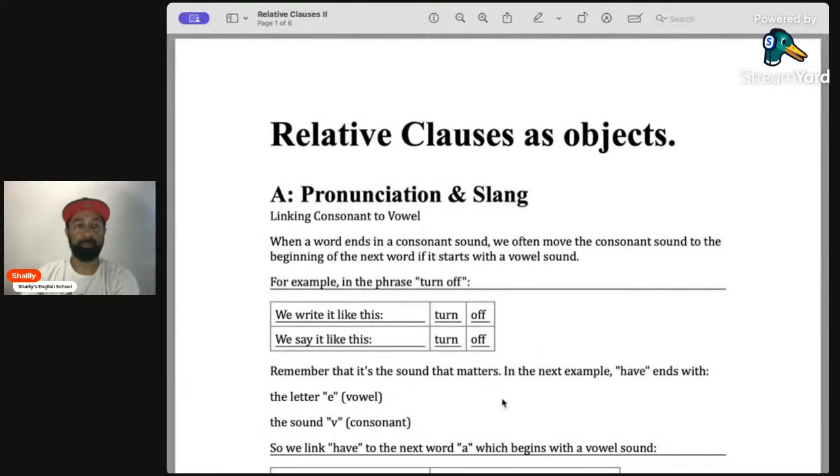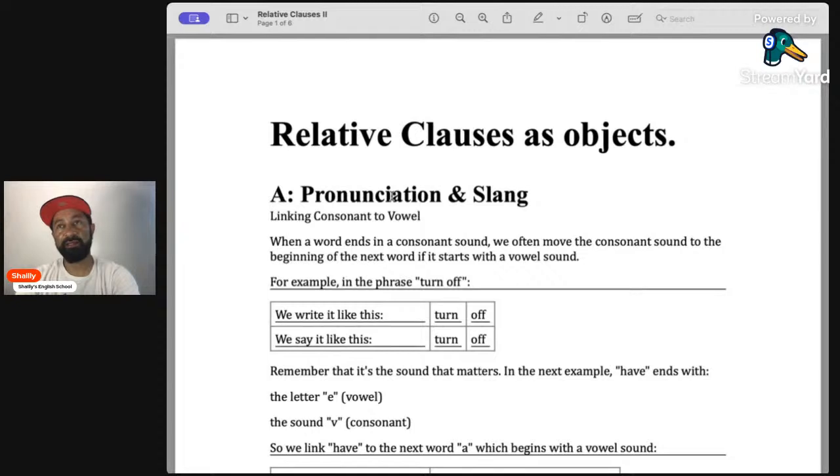As always, I'll put the lesson on screen, and I will do that now. And don't worry if you don't know what a relative clause is. I will explain that very shortly once I get the screen onto the screen. Okay, so I got the link on the screen now. You can see it's titled Relative Clauses as Objects.